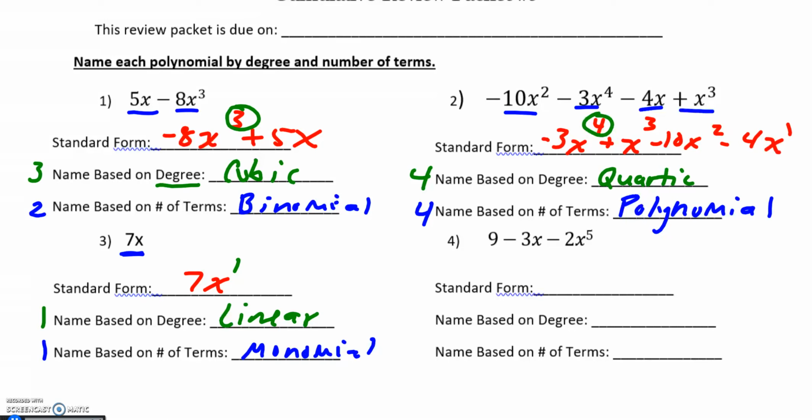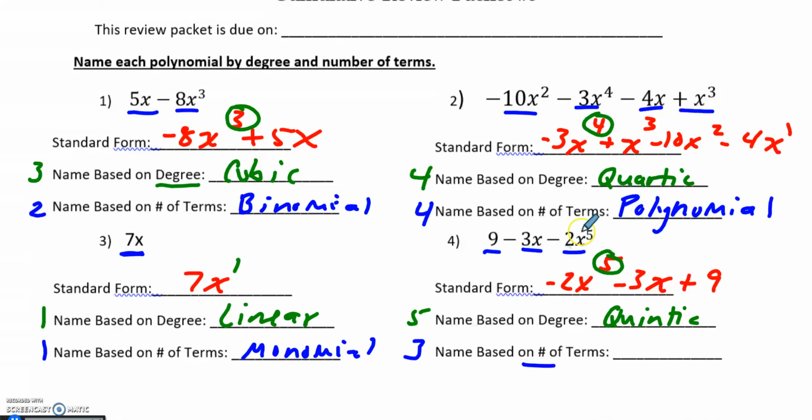Last but not least, number 4, this again is not in standard form. The highest degree must go first. So negative 2x to the fifth minus 3x, then the 9 is positive, so plus 9. The name based on degree, the highest degree that I see is 5, and the name for that is a quintic polynomial. The number of terms that I see would be 3. I see 1, 2, 3 separated by a plus or minus sign, and that would be called a trinomial.